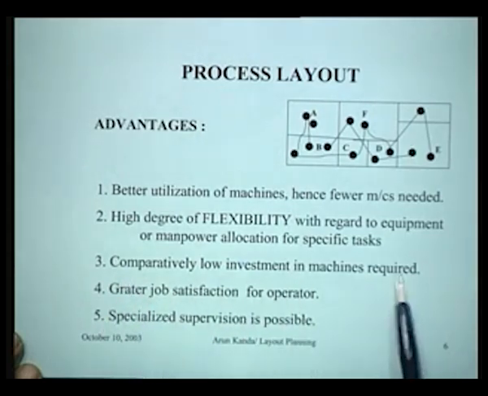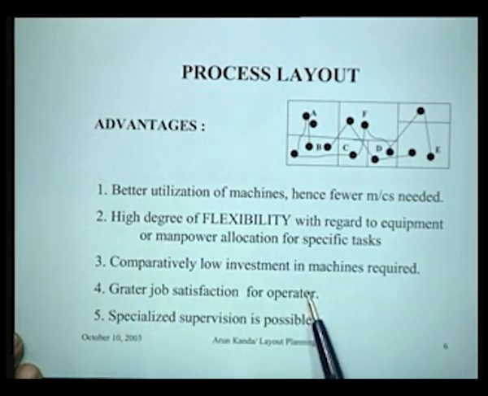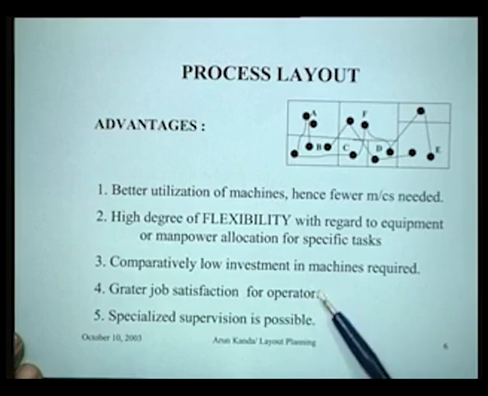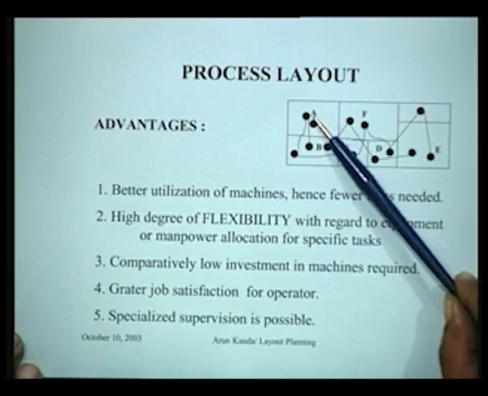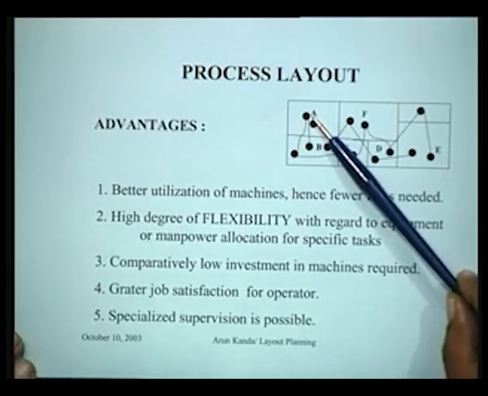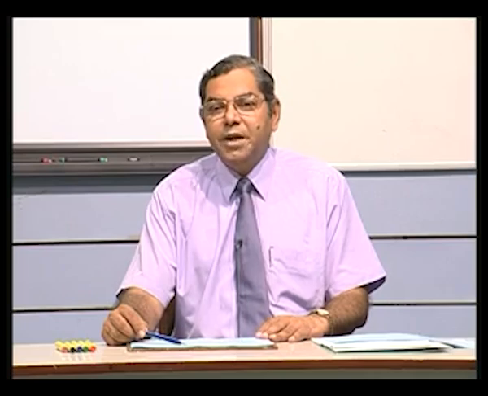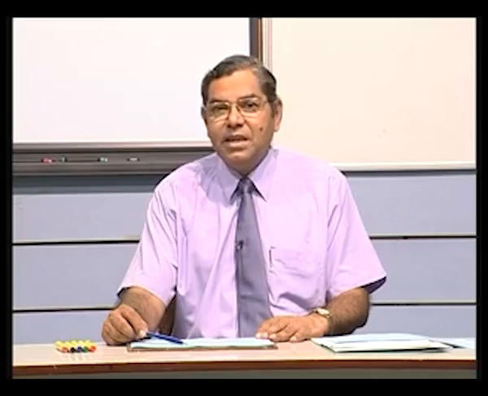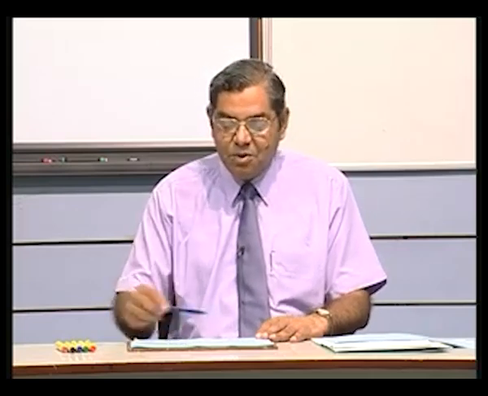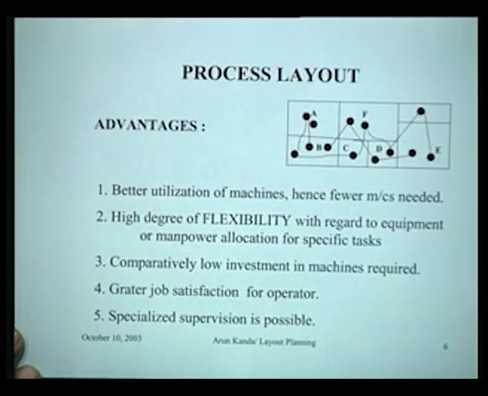Comparatively low investment in machines is required. This follows from 1. There is greater job satisfaction for the operator. Why is there a greater job satisfaction for the operator? Because the operator who is working in a particular department during the day handles a variety of jobs, different types of jobs. Unlike an operator, let's say, who is working on a product layout, who would be sitting on a machine and operating a pedal. So he operates the pedal maybe 250 times a day, and that's the end of his life, right? So here there is greater job satisfaction for the operator, and specialized supervision is also possible here.